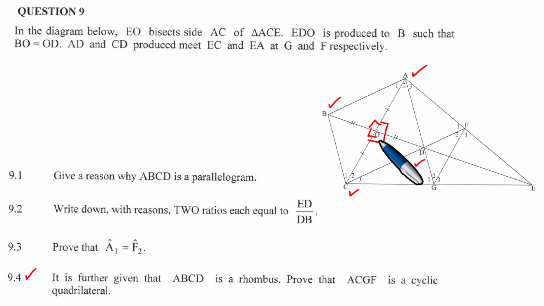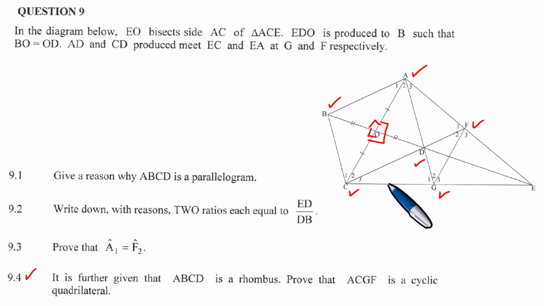Now, we need to prove that ACGF is a cyclic quadrilateral. Let us prove this. So to prove that ACGF, here is A, here is C, here is G, and here is F, is a cyclic quadrilateral.